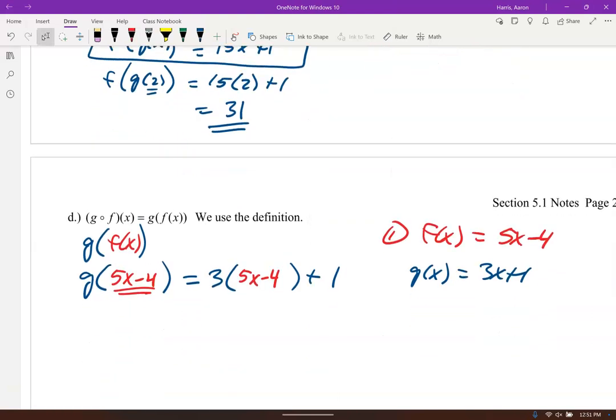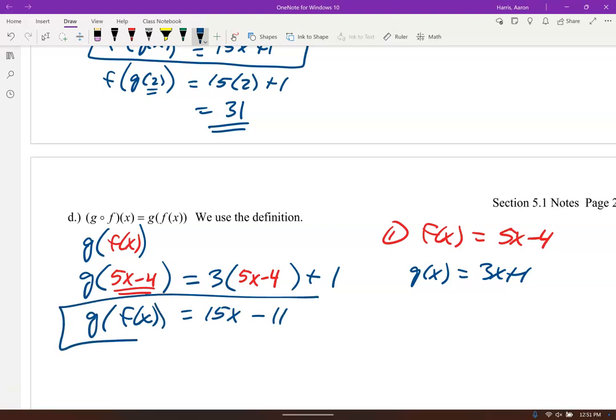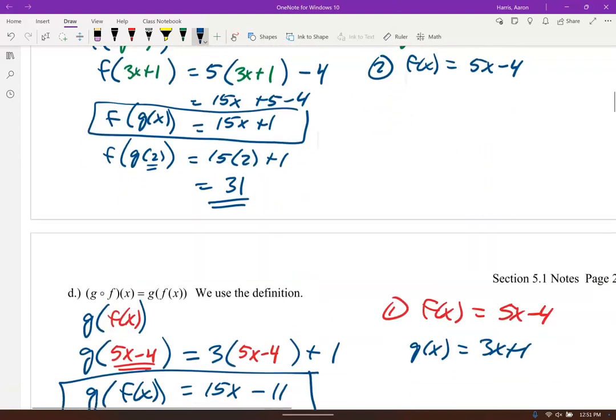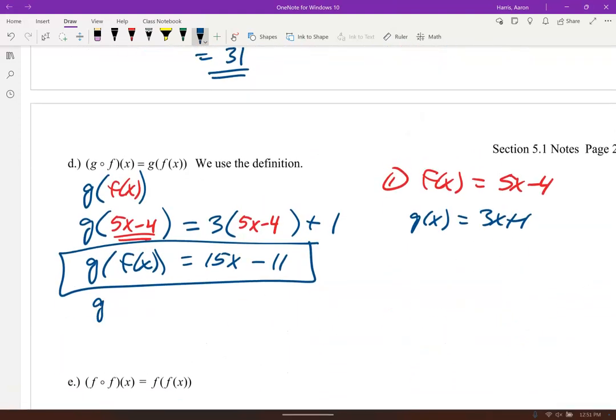So this just ends up being 15x minus 12 plus 1, which is 15x minus 11. So that's g of f of x is 15x minus 11. And notice on our second one, it was asking us, what's g of f of negative 1? That was negative 26, wasn't it? So same thing. We have g of f of x, so I could find g of f of whatever if I wanted to.